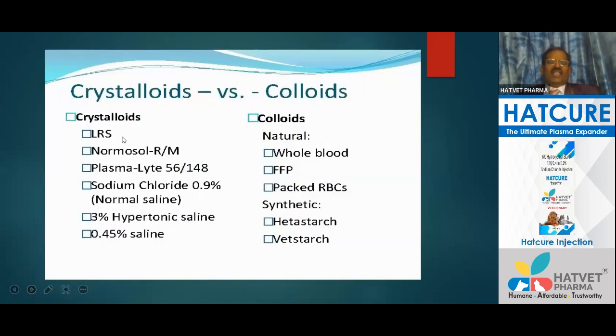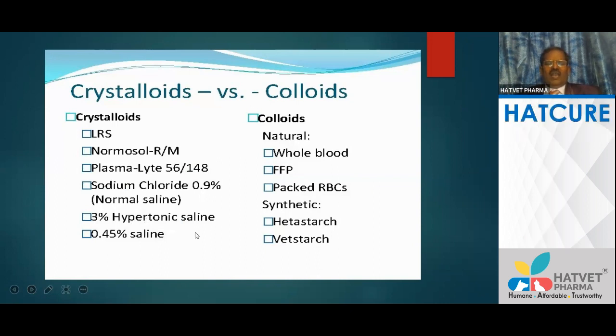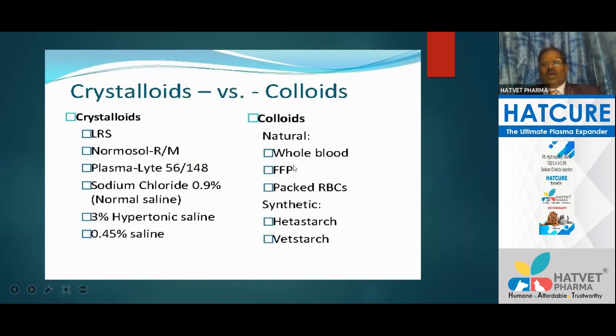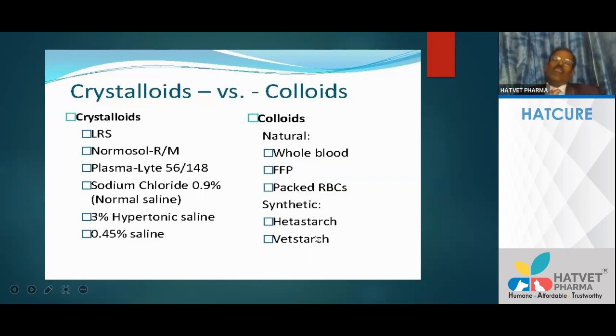Crystalloid versus colloid. Crystalloids: lactated Ringer's, Normosol, Plasma-Lyte, sodium chloride, 3% hypertonic saline, 0.45% saline, these are all crystalloids. Colloids include whole blood, fresh frozen plasma, packed red blood cells, synthetic HES starch and wet starch.